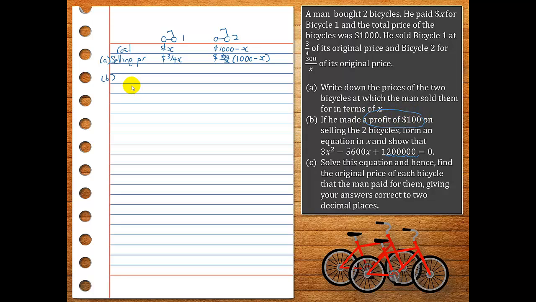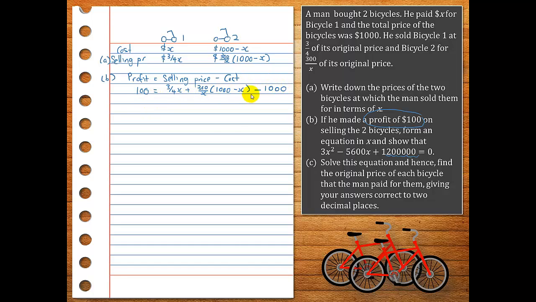Now we have this information here. Is there any formula that you can think of involving profit? Yes. Profit is actually the selling price minus the cost price. Do we have the profit given? Yes, it is 100. Do we have the selling price? The selling price is these 2 values here. So we have 3 over 4 x plus 300 over x multiplied by 1000 minus x. And do we have the cost? Yes, we are given that the cost is $1,000.